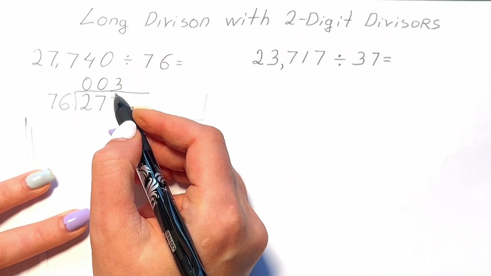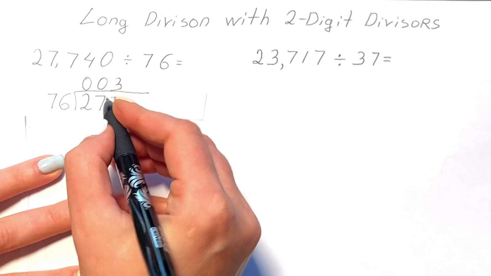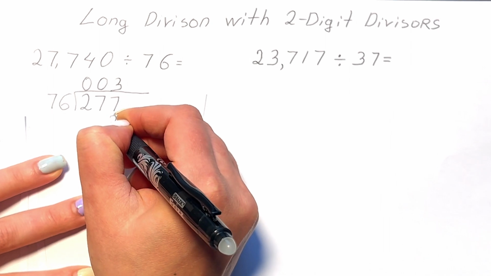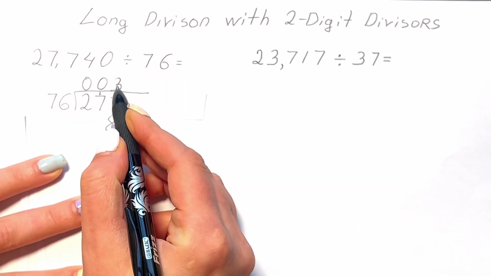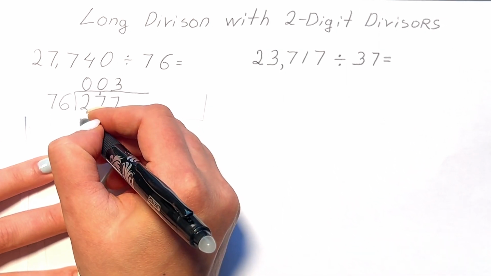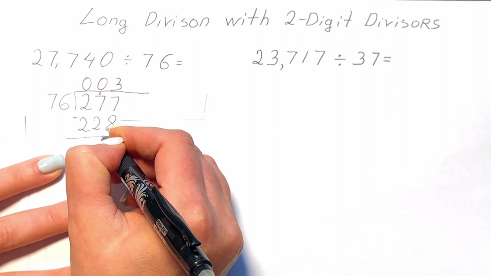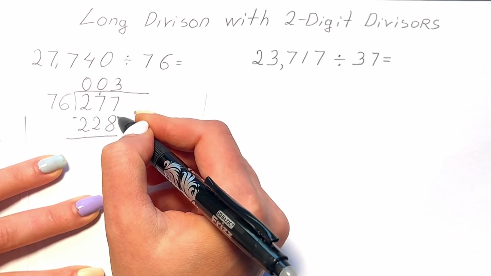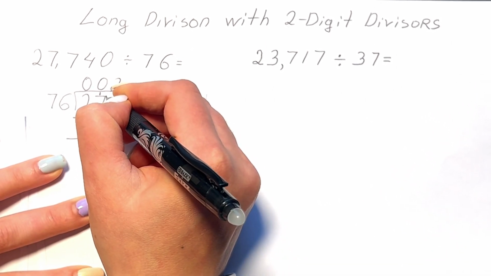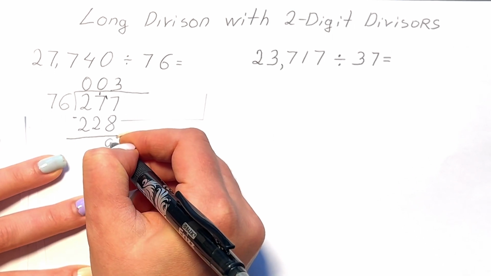Okay, let's multiply 3 by 76 to check it. 3 times 6 is 18. I'm gonna put the 8 and carry 1. 3 times 7 is 21. 1 more will be 22. Let's subtract to get the remainder. 7 minus 8, I can't do that. I'm gonna borrow from the tens place. 17 minus 8 is 9.